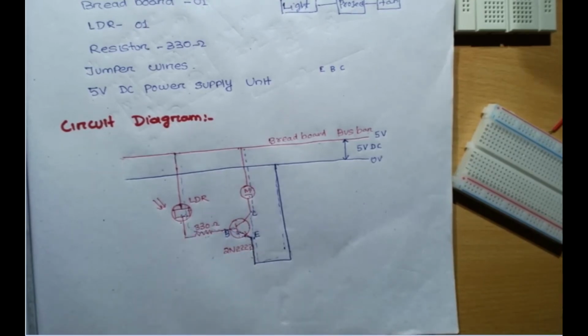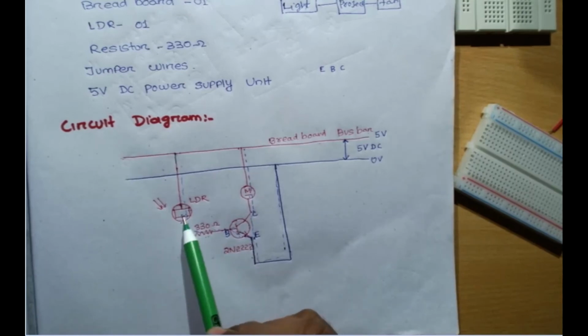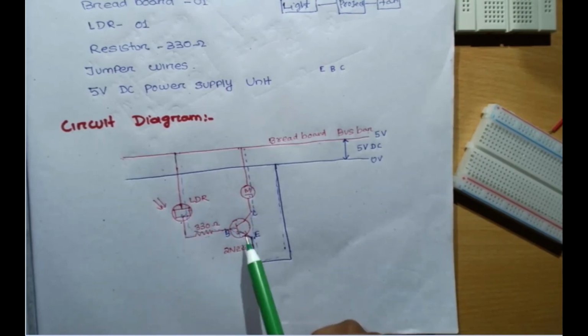Suppose you remove the light, again the resistance will increase. Now less current will flow. The current will not be zero, but practically it is so low that it is insufficient to switch on the transistor. The word is insufficient. That current is insufficient to switch on a transistor.